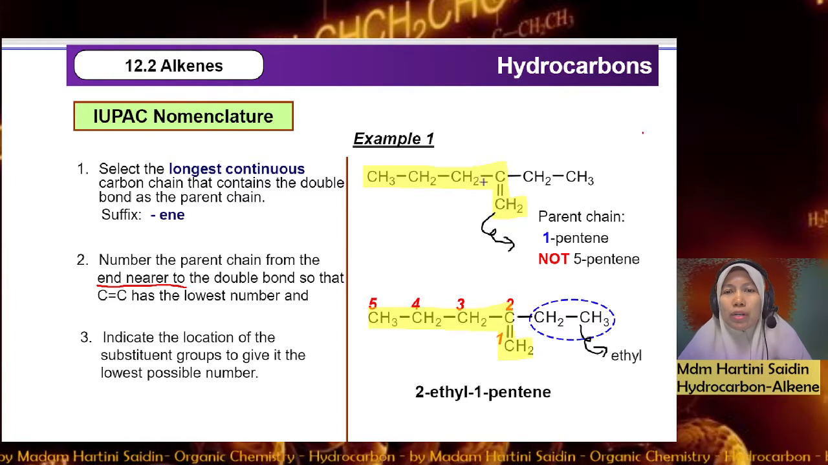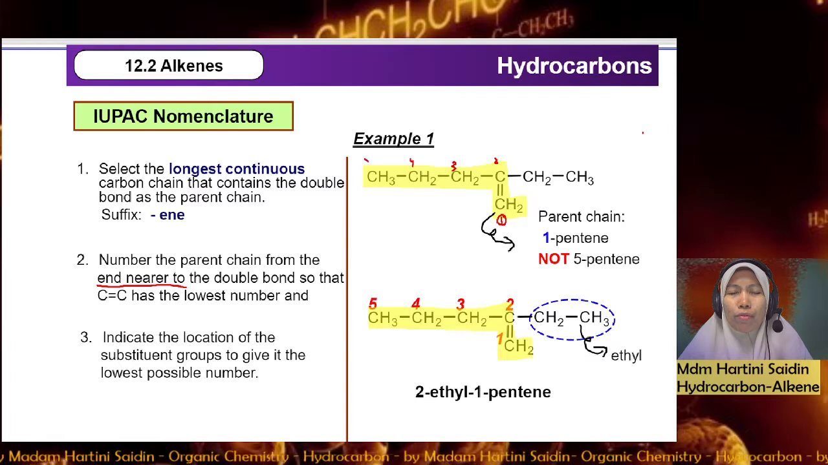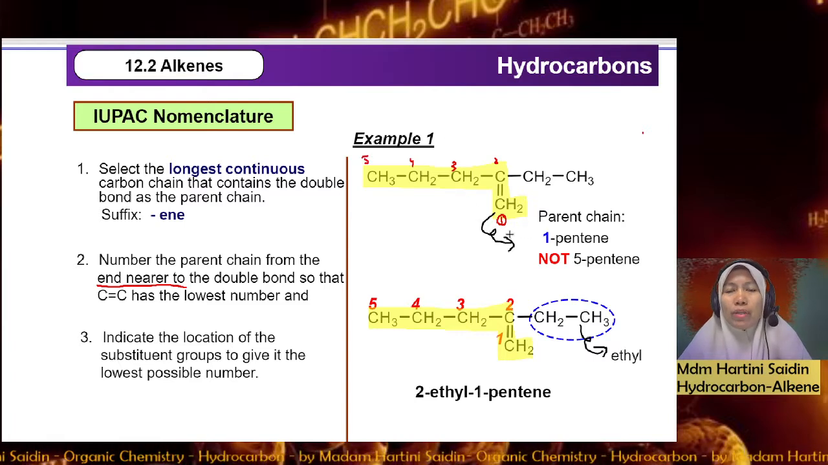So here, okay, we start counting the carbon, start from here lah. 1, 2, 3, 4, 5. So the position of the carbon-carbon double bond is at carbon number 1. So the name is 1-pentene.